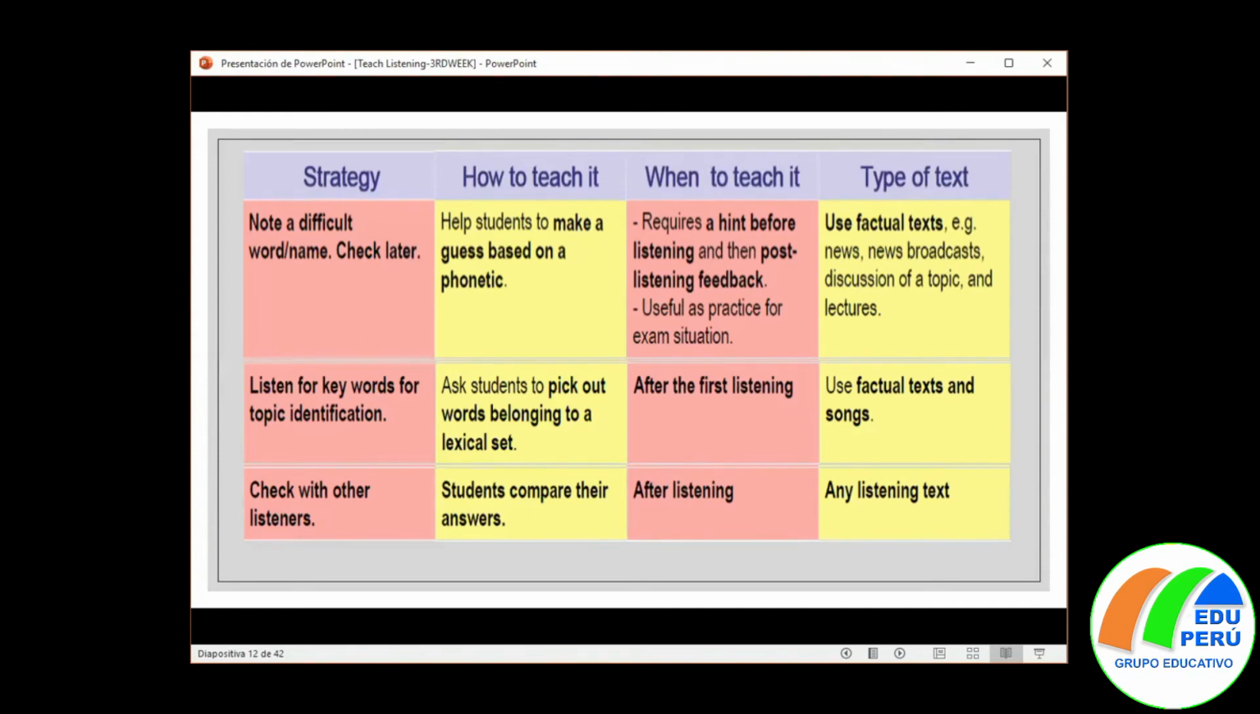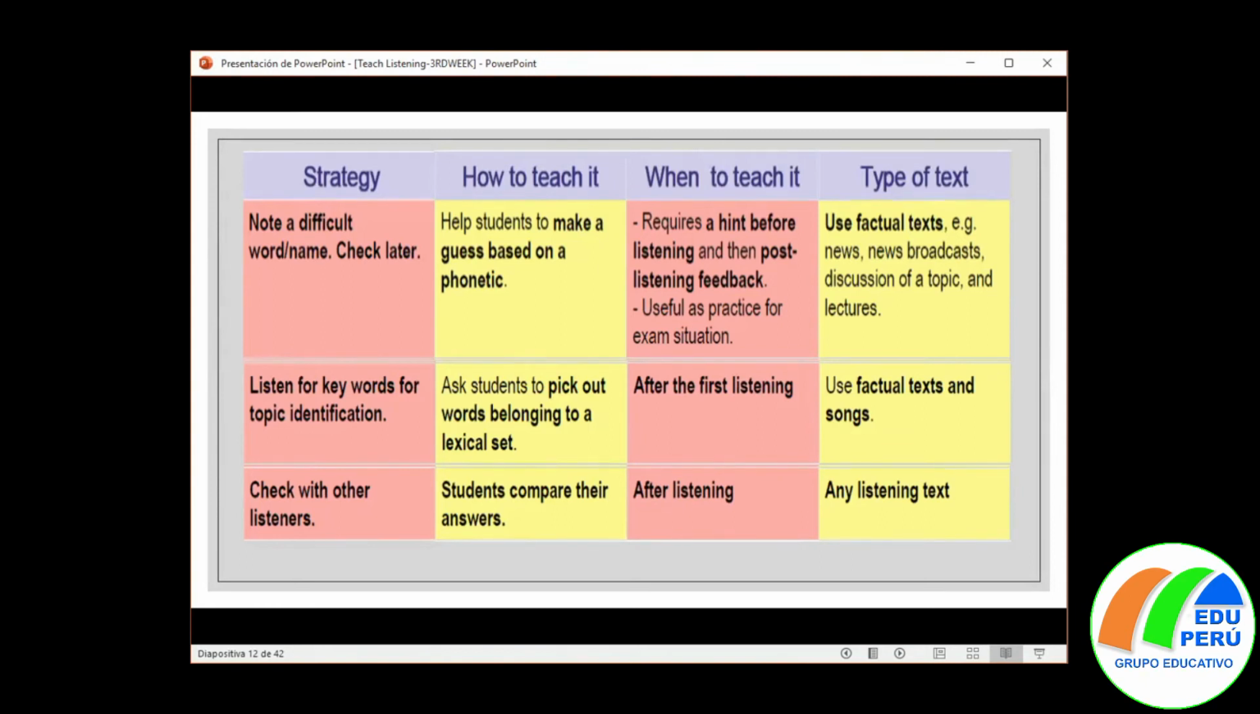Notice here you could use songs in order to identify some words, keywords. The other one, check with other listeners. Students compare their answers after listening, in any listening test. So here you have this other strategy, to check, to compare information, what they listened. So you may have students work in pairs or in groups and try to check their information, whether they were right or wrong. And this is done after listening, and you could use any test.